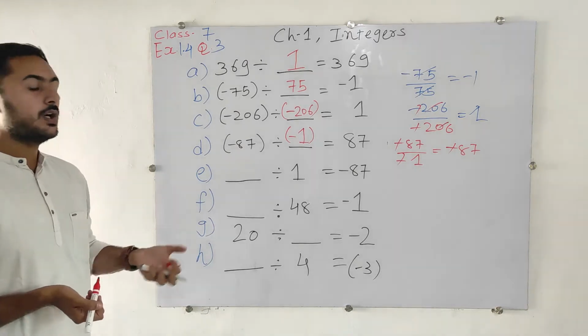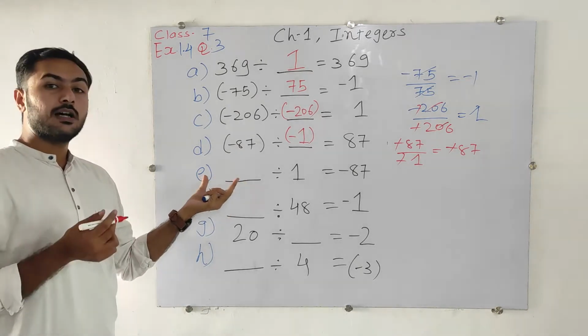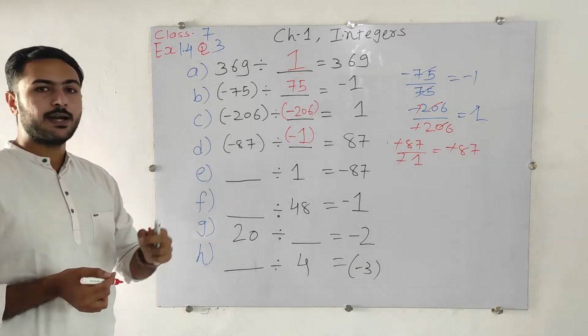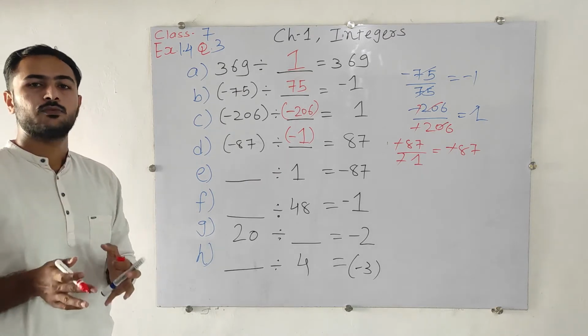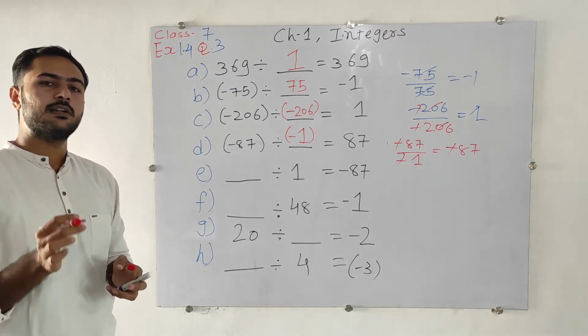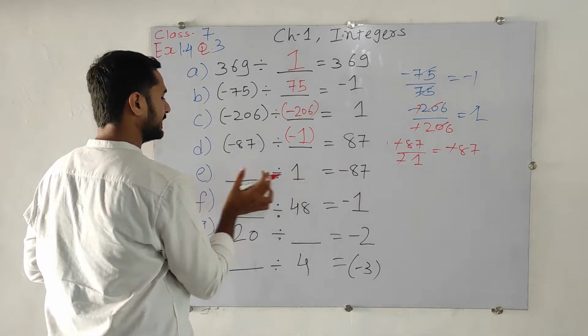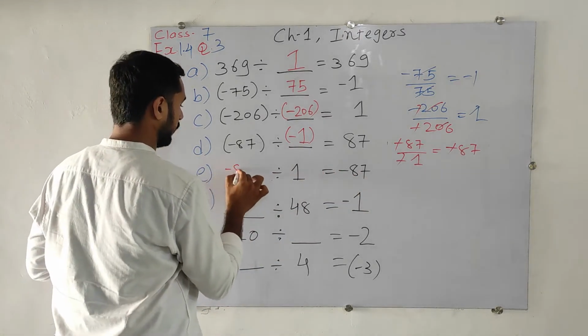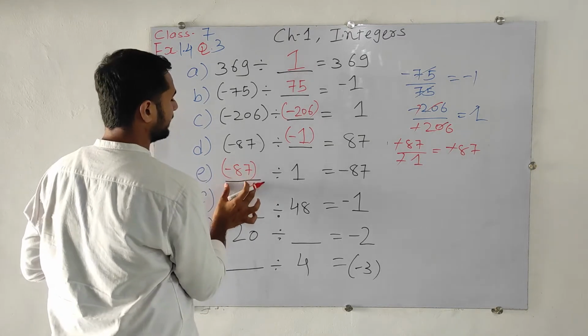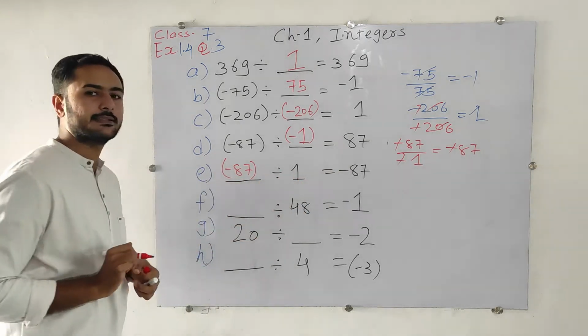Then E, what should I write here? A number divided by 1 is equal to minus 87. As we have discussed, if we divide any number by 1, then that's the same number. It means the answer is minus 87. So minus 87 divided by 1 is minus 87.